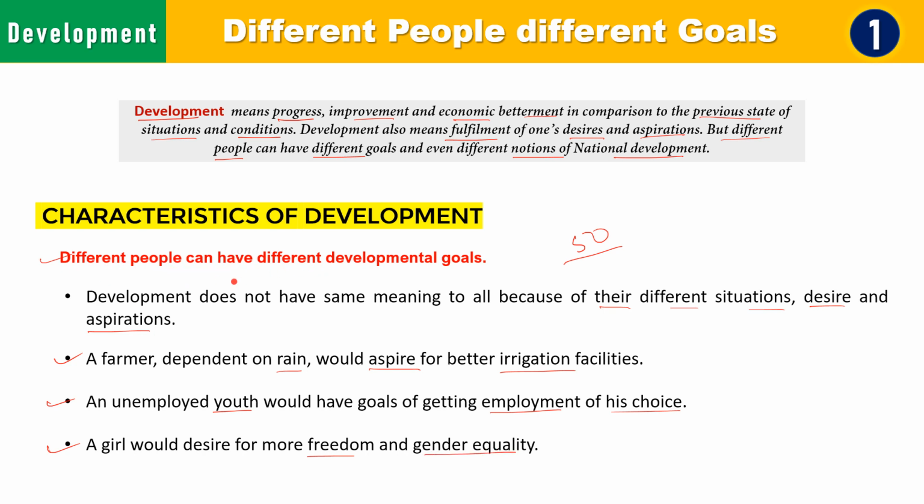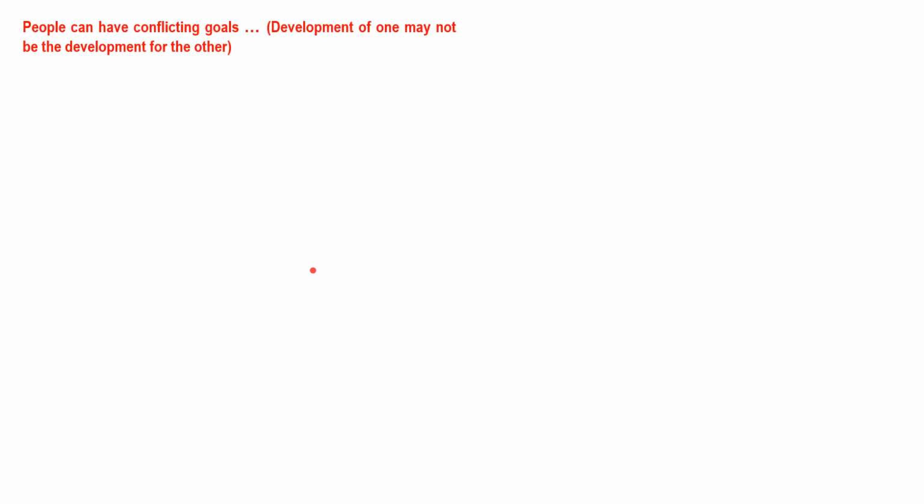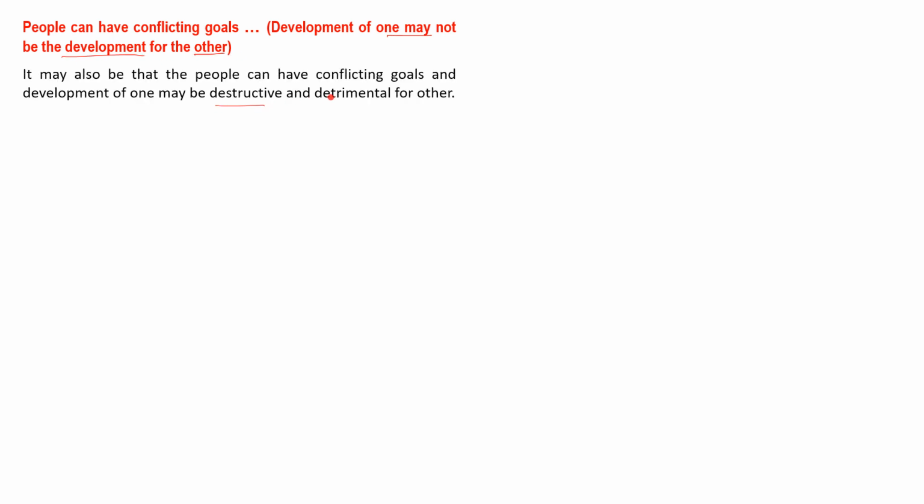If different people have different goals, then their goals can be conflicting also. So the next point: people can have conflicting goals. That is, the development of one may not be the development of the other. It means what we consider development for us may be dangerous, destructive and detrimental to the other.